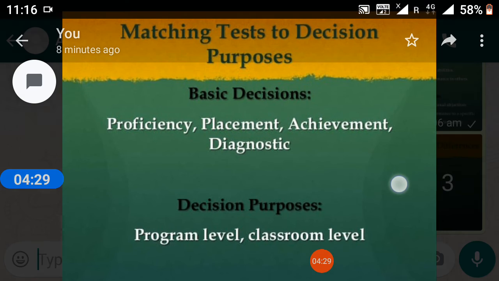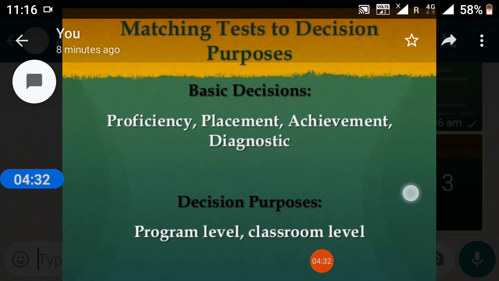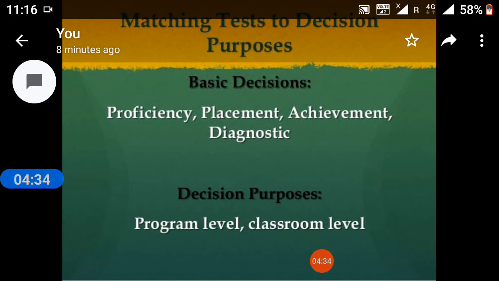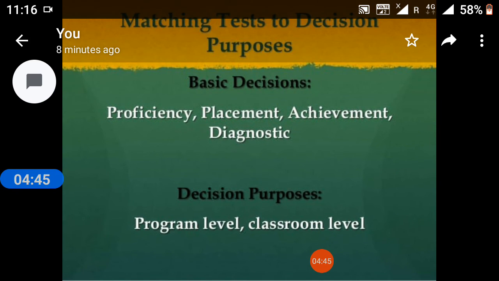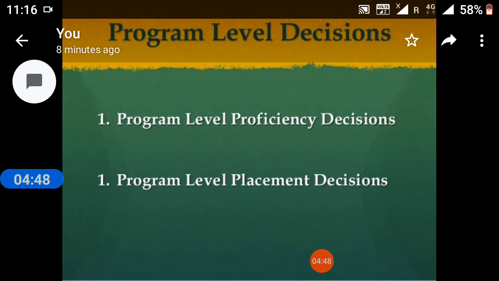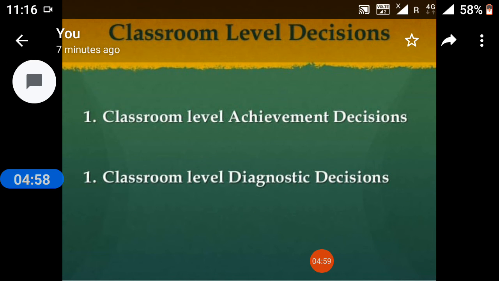Okay, matching test to decision purpose. Basic decisions: proficiency decisions, placements, achievements and diagnostic. And next, decision purpose: program level, classroom level. Program level decisions are divided into two: program level proficiency decisions and program level placement decisions, and classroom level decisions are classified into two categories: classroom level achievement decisions and classroom level diagnostic decisions.